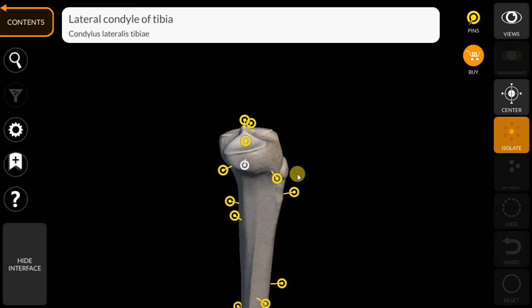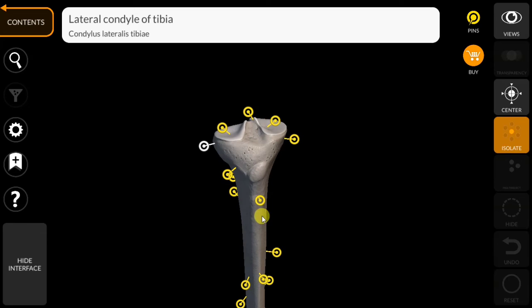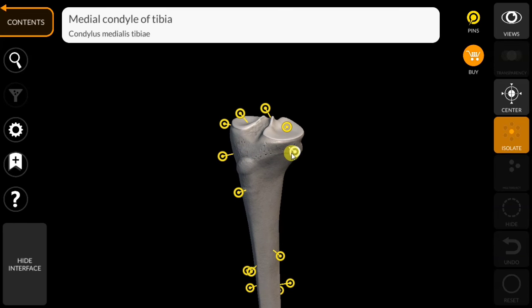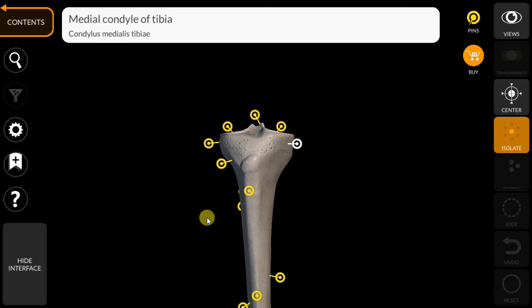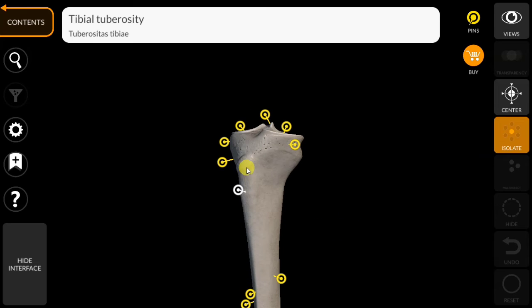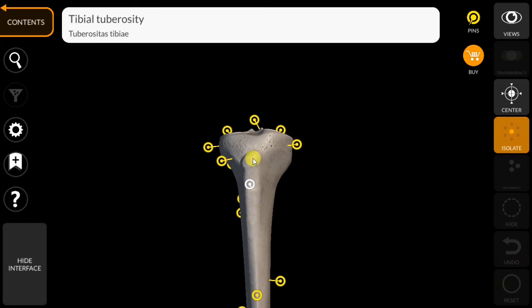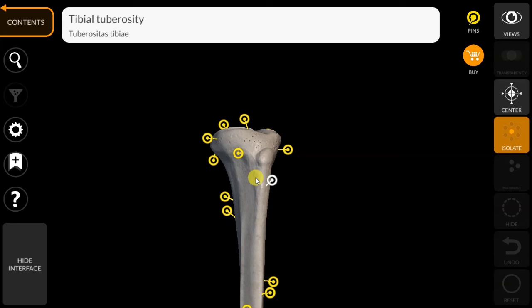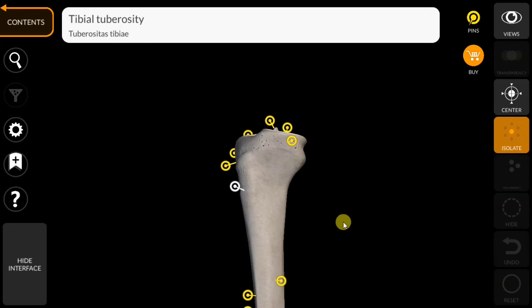There is the lateral condyle of tibia. There is the medial condyle of tibia. There is a tibial tuberosity. The tibial tuberosity is a hallmark that is important in determining the side of the tibia, because the tibial tuberosity always points towards the anterior side.